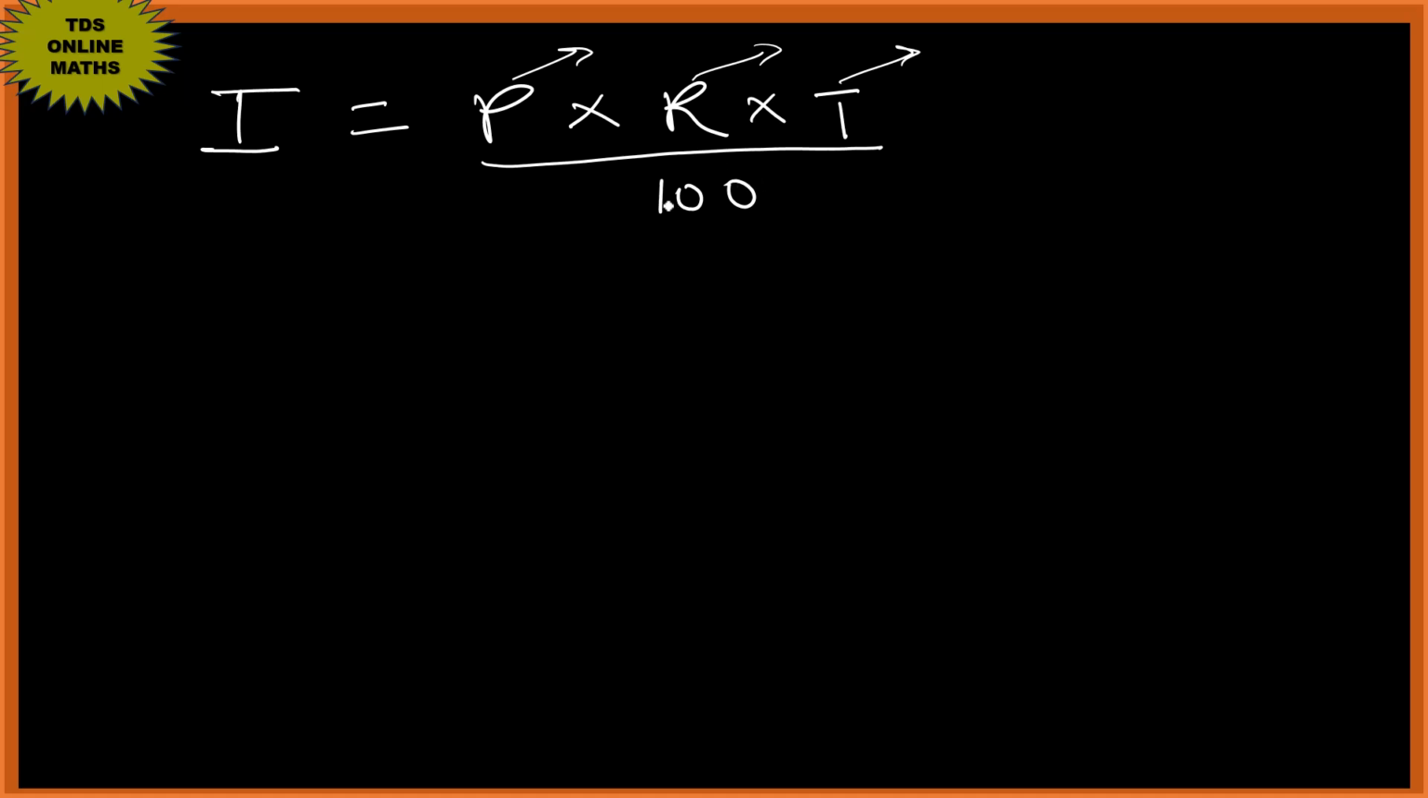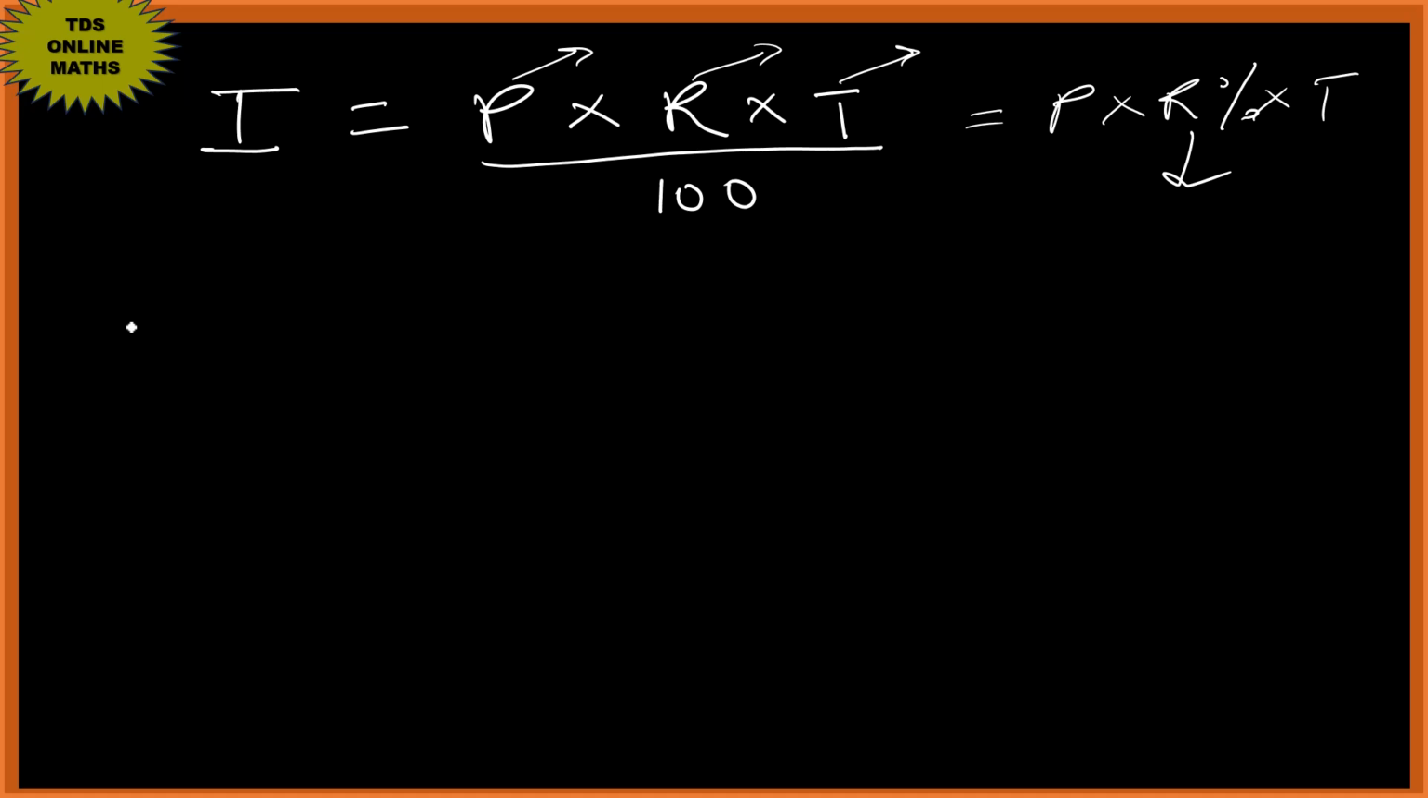The reason why we have over 100 here is as a result of this. We have P times R percent times T, and percent is out of 100, so everything is over 100. That is that.